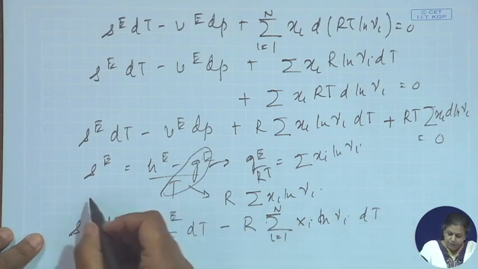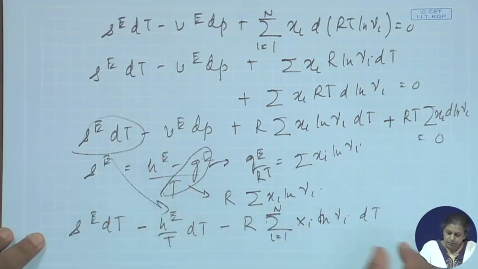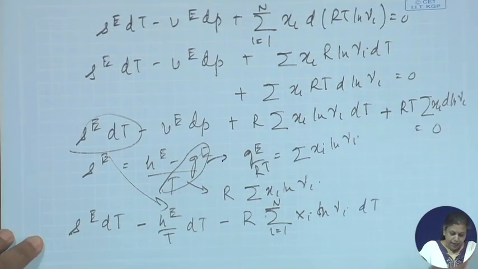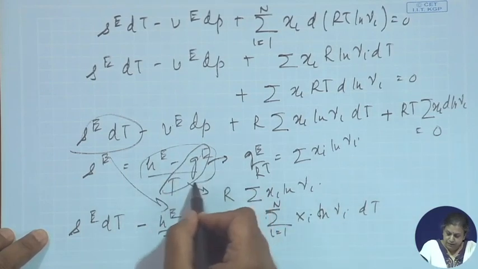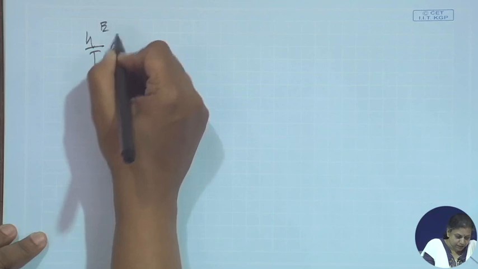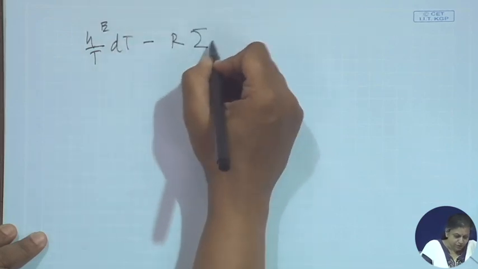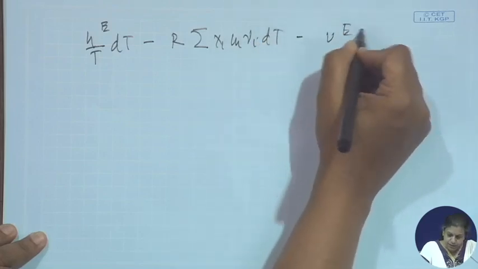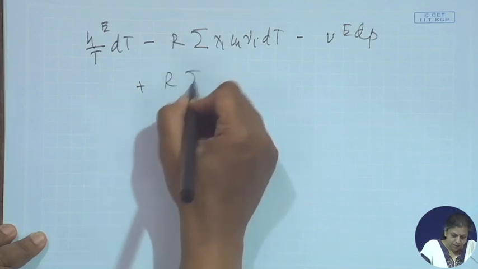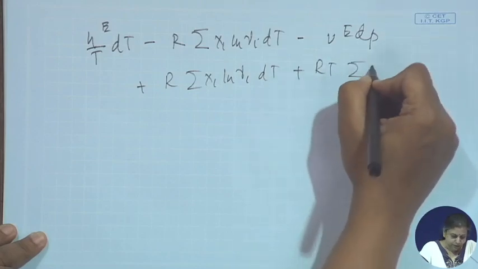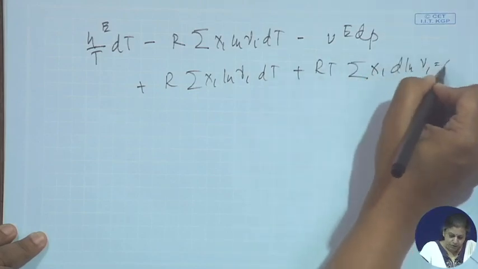Fine. This particular term can then be written down in this particular form. And so, on substituting this and this in this equation, what do we get? We get an equation like this: HE by T dt minus R, I have just substituted, xi ln gamma i dt minus VE dP plus R sigma xi ln gamma i dt plus RT sigma xi d ln gamma i equals 0.